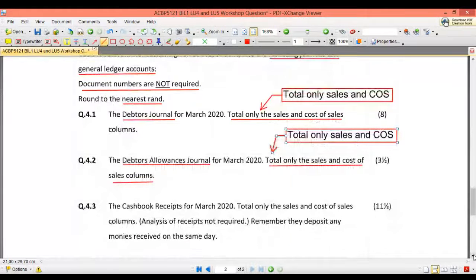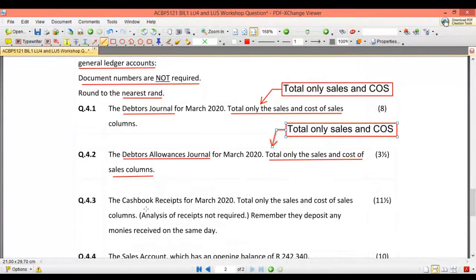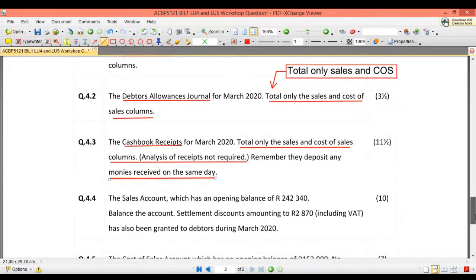Then the following thing is they asked us for the cash book receipts to complete, and only the sales and cost of sales columns need to be totaled. Analysis of receipt column is not required, so we do not have to do that column. And remember, they deposit monies received on the same day, so that means all monies are received on the same day, which means the analysis of receipt and the bank column would be exactly the same. That's why they do not ask for the analysis of receipt account.